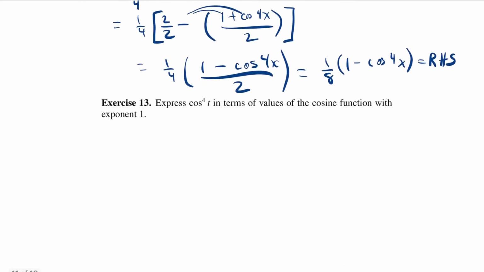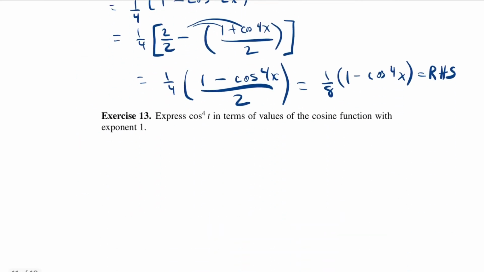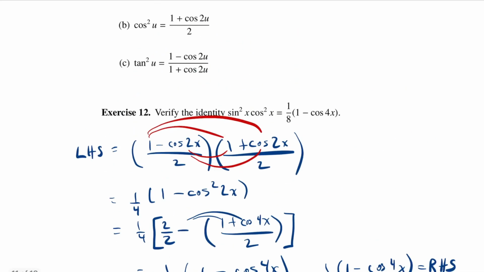All right, this one is very similar. They're asking us to write this with an exponent of 1 instead of 4. So we're going to have to apply this formula twice. So cosine to the 4th is the same thing as cosine squared, squared. Now let's use the formula.